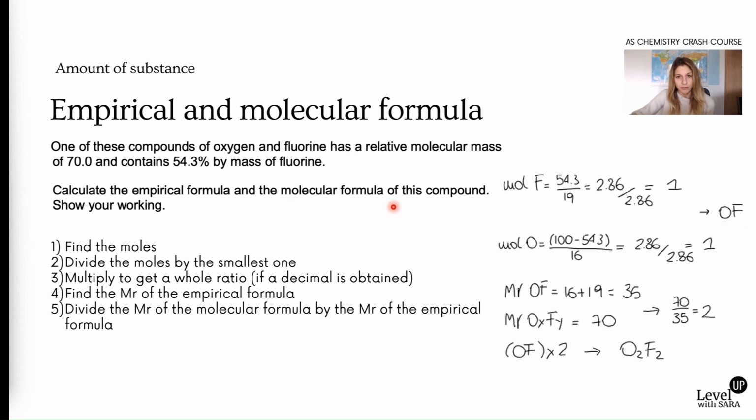But we want to calculate the molecular formula, and to do that, we need the molecular mass of the compound, the whole compound. Because we can always find the Mr of the empirical formula, that's the next step, and in this case, it's 35. And then we have the Mr of the molecular formula. I wrote this as little x and little y because, as we know, the molecular formulas are multiples of this empirical formula. So we just need to find how many times, if any, the molecular formula is bigger compared to the empirical formula. In this case, it is 2. This tells us that the ratio between the atoms has to be multiplied by 2. Therefore, we have O2F2 as the molecular formula.